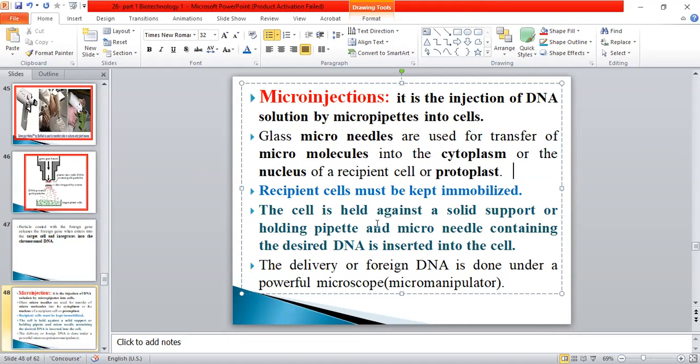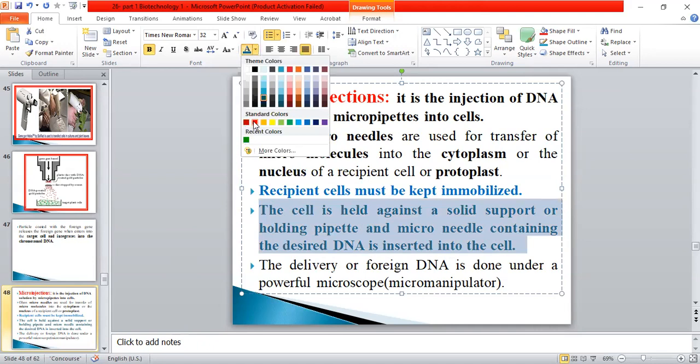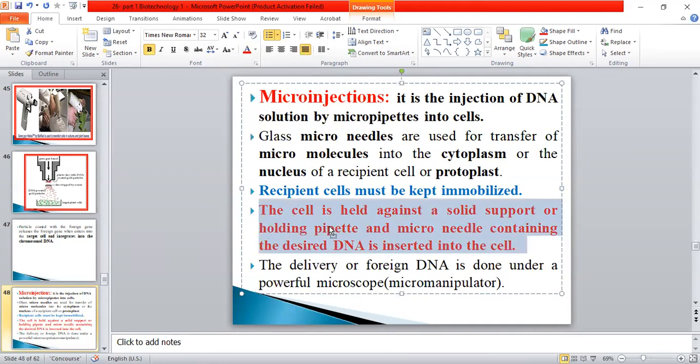See that the cell is held against the solid support or the holding pipette, and the micro needle containing the desired DNA is inserted into the cell. This is very, very important. Already told you. It's nothing but the loaded syringe. Okay, micro injection, we are uploading the DNA molecule into the needle. Then we are selecting the target. The target cell is always in an immobilized state. Then only it will reach exactly. Suppose it is moving, what happens now? It will not reach properly.